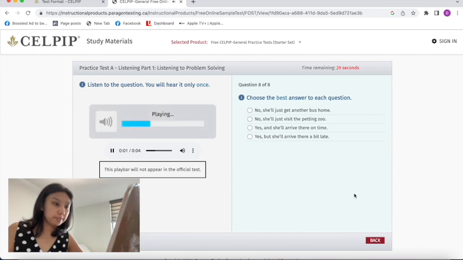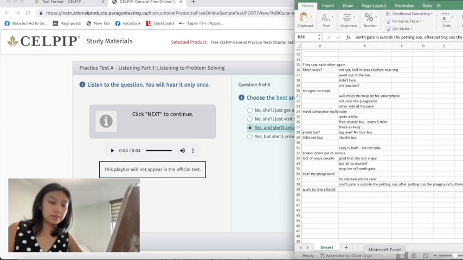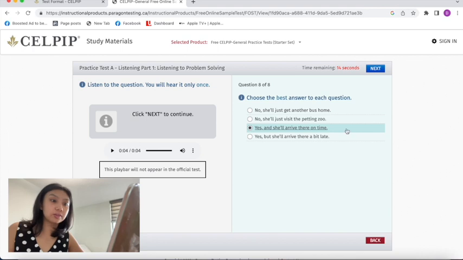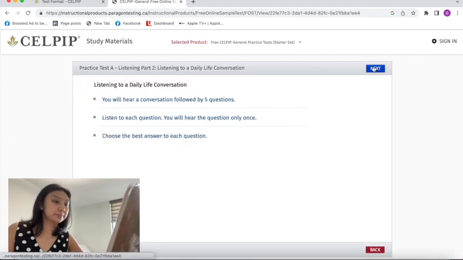Question 8. Will the woman go to the playground? Yes, she'll arrive there on time. Kasi sinabi niya na at the end she said she won't be late after all. So that's the right answer.